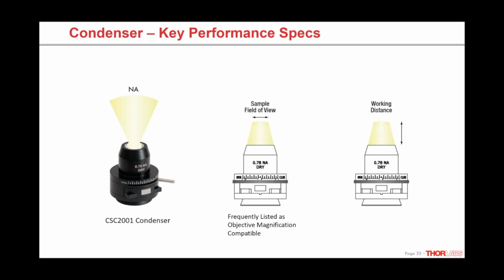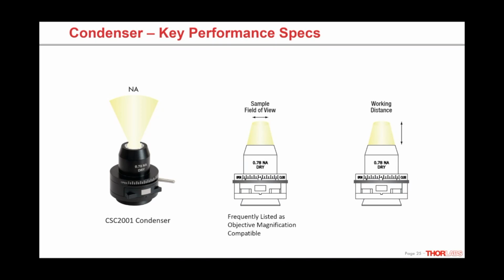Now I'd like to go through a few key specifics of the condenser. The most important specification of a condenser is its maximum numerical aperture. Here I've shown you as an example our condenser from Thorlabs, the CSC2001. It has a numerical aperture of 0.78.